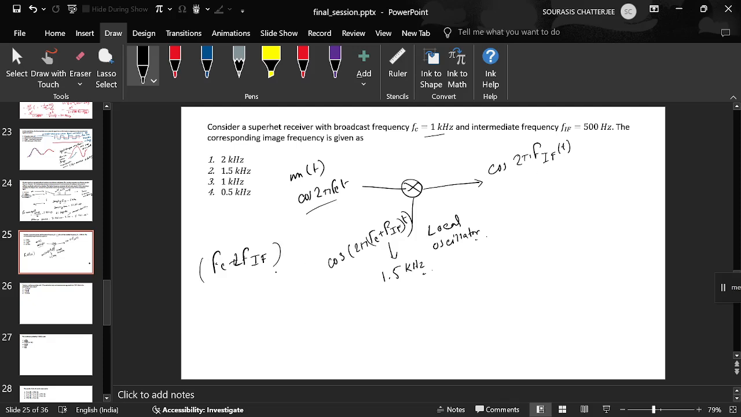So this is the unwanted frequency, and this is termed as image frequency. And image frequency value is the broadcast frequency plus twice the intermediate frequency. So broadcast here is 1 kilohertz, intermediate is 0.5 kilohertz, so it's 2 times 0.5, so that is 2 kilohertz. So 2 kilohertz is going to cause unwanted interference to this signal unless you have some pre-filtering before this operation of multiplying with the sinusoid generated by the local oscillator.